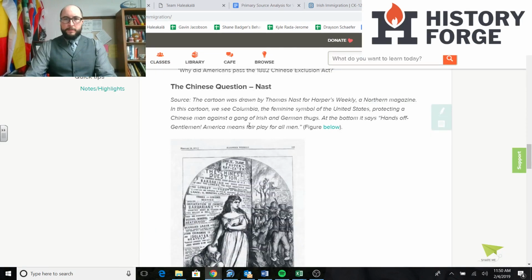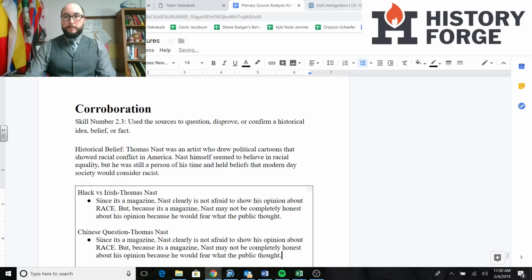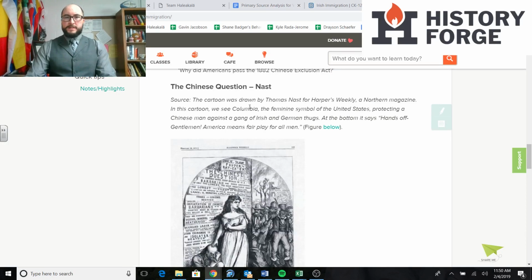Same guy, and looking at it, it says source. The cartoon was drawn by Thomas Nast for Harper's Weekly. Same thing, so we can go ahead and just copy down this stuff right here. Moving on, it says the cartoon was drawn by Thomas Nast for Harper's Weekly, a northern magazine.